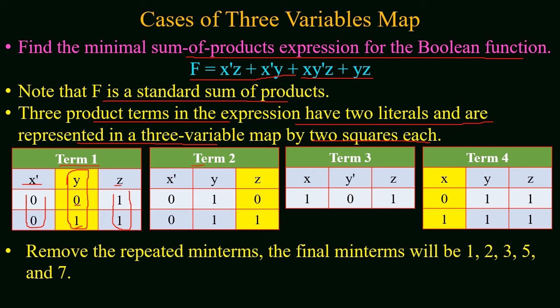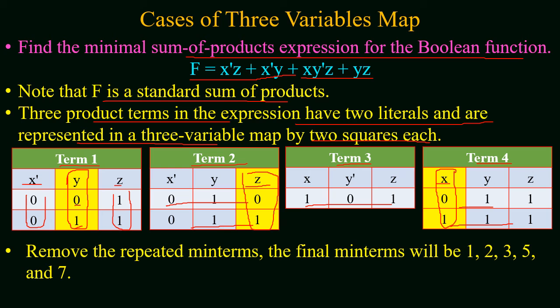Similarly, in the second term, z is the missing variable, so we will introduce the missing variable with all the possible combinations of values, that is 0 and 1. So the next minterms will be 0, 1, 0 and then 0, 1, 1. In the third term, we don't have any missing literal, so the minterm corresponding to the third term will be 1, 0, 1. And similarly, in the last term, x is the missing variable, so we will introduce the variable x in the term 4 with 2 possibilities, that it may have a value of 0 or 1. So the minterms will be 0, 1, 1 and 1, 1, 1.